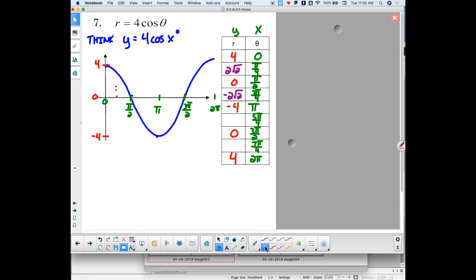5 pi over 4. -2 square roots of 2. 7 pi over 4. 2 square roots of 2. Actually, no. 2 square roots of 2, not over 2. Okay.